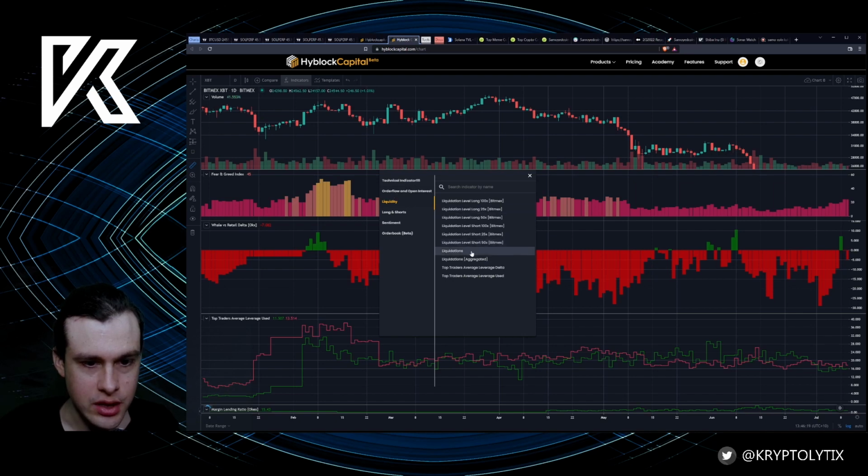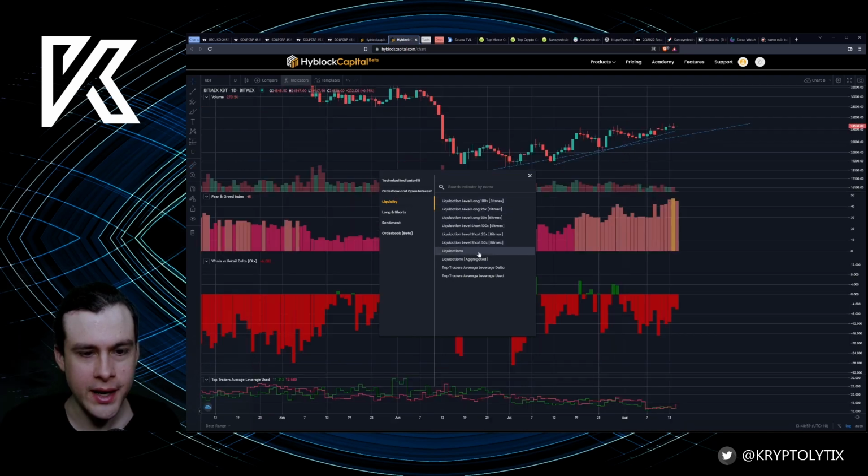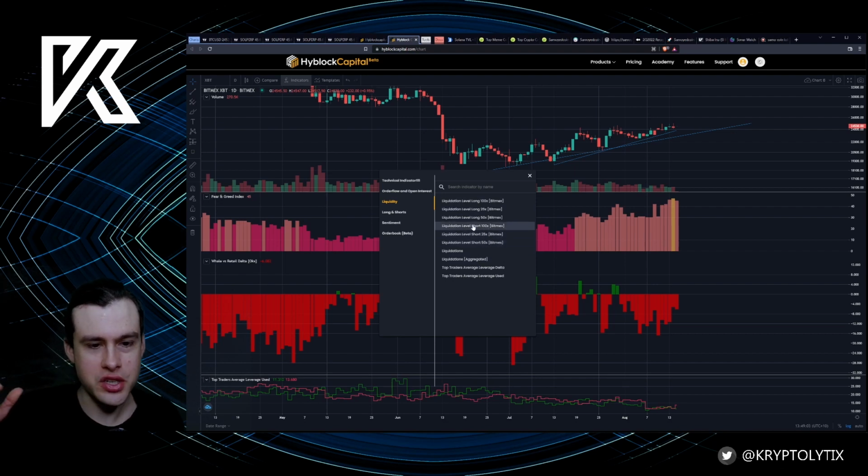You've got liquidation levels, this is all paid for, unfortunately, but this will show you where certain liquidation levels are on the chart, for example, using a heat map. So you can see, this is just for BitMEX though, but you can see where traders will most likely have their liquidation points.